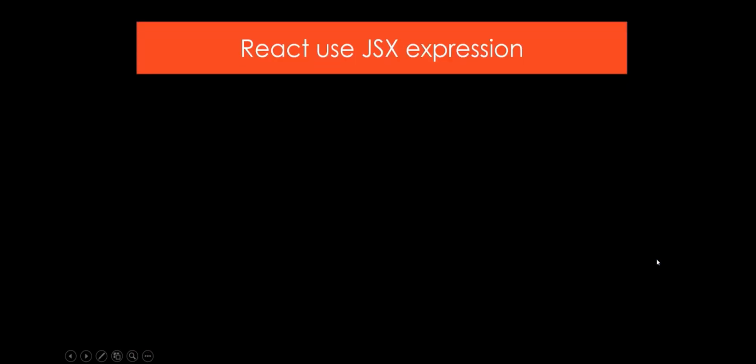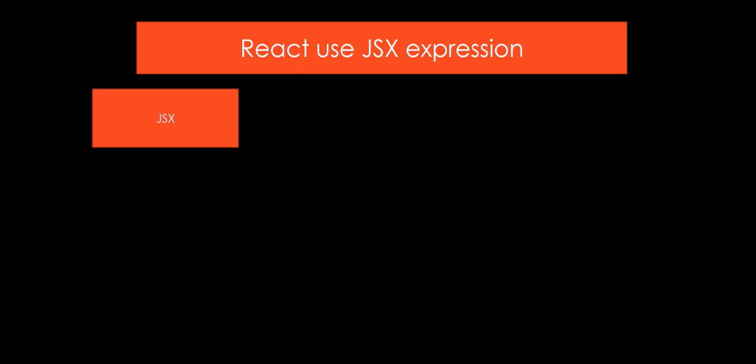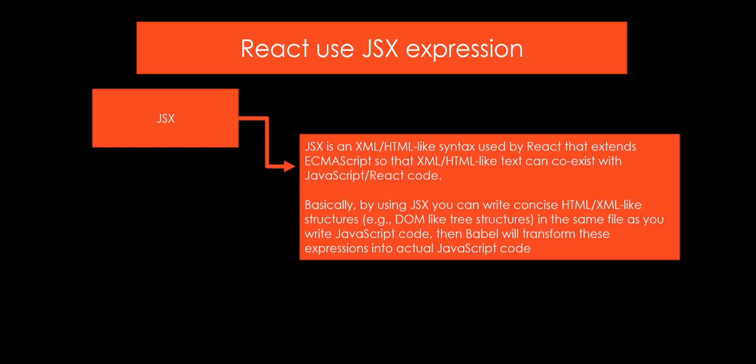Now React uses JSX expressions. So let's see what JSX is. Basically, JSX stands for JavaScript and XML, and JSX is an XML/HTML-like syntax used by React that extends ECMAScript so that XML and HTML-like text can coexist with JavaScript and React code. Basically, there is a compiler named Babel. Babel is the compiler of React.